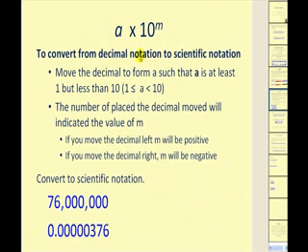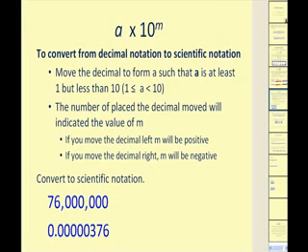Next, we'll convert a number in decimal notation to scientific notation. And the steps are: move the decimal to form a such that a is at least 1 but less than 10. The number of places the decimal moves will indicate the value of m. If you move to the left, m is positive. If you move to the right, m is negative. Again, we don't want to memorize this, we want to make sense of it.